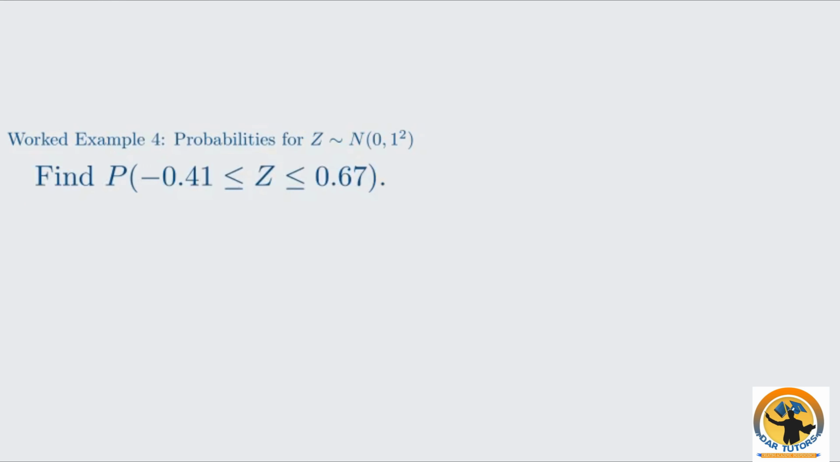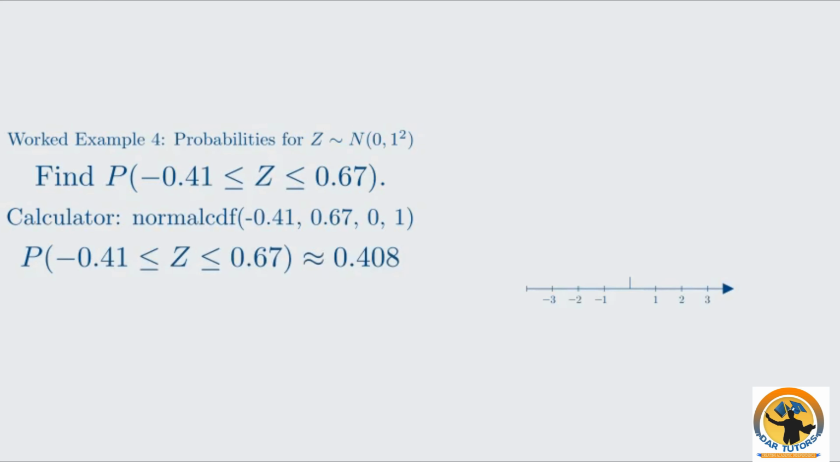Let's find the probability that a standard normal variable z lies between 0.41 and 0.67. On our calculator's normal CDF function, we set the lower bound to 0.41, the upper bound to 0.67, the mean to 0, and the standard deviation to 1. The result is approximately 0.408. Visualizing this as the area under the standard normal curve between these 2 points helps build intuition.